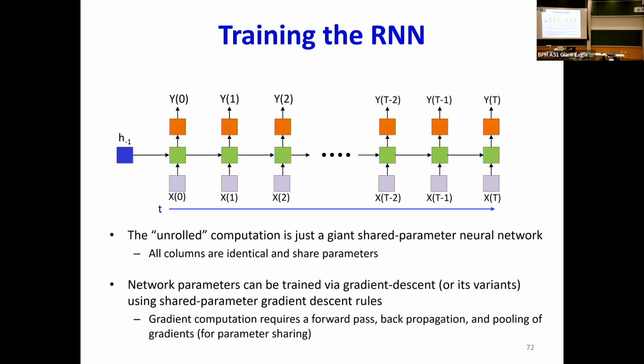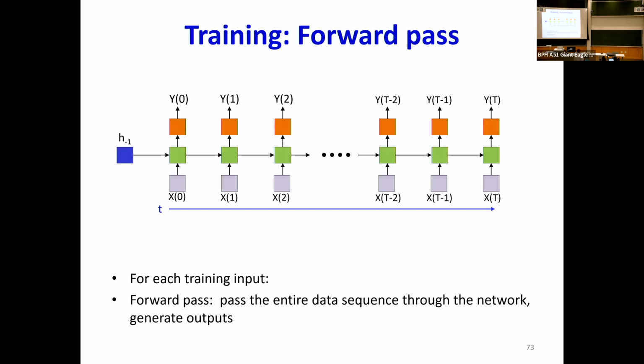But this is no different from training a standard MLP, with one caveat. This is just a giant MLP. Once I draw it like this, there's nothing to it. If I could have just drawn it vertically rather than horizontally, I could have rearranged the arrows, and it would look like an MLP. What makes this special is that every column is identical to every other column. So this is a giant MLP with shared parameters. And that's something that we have to deal with.